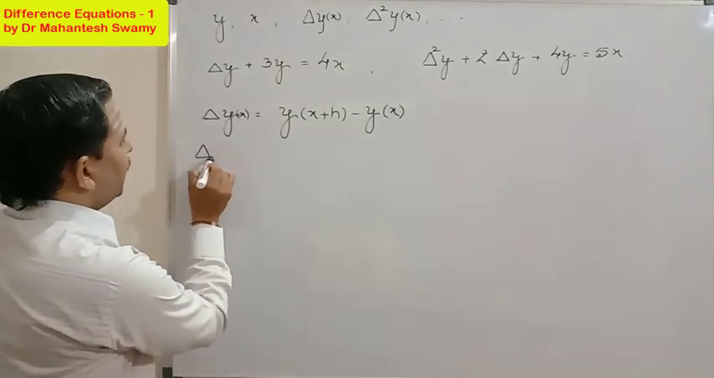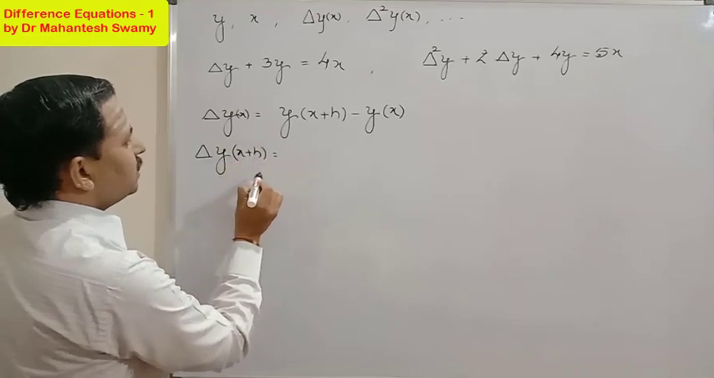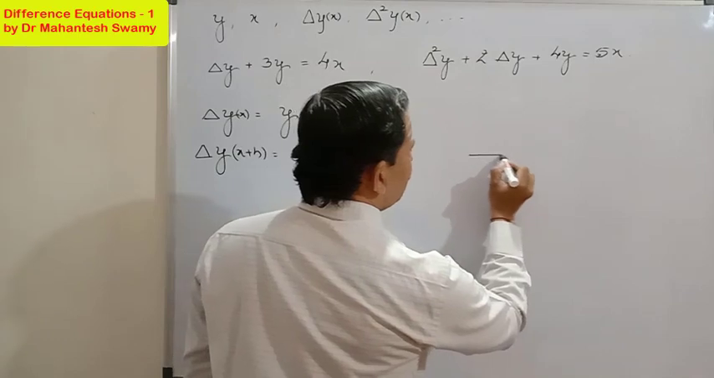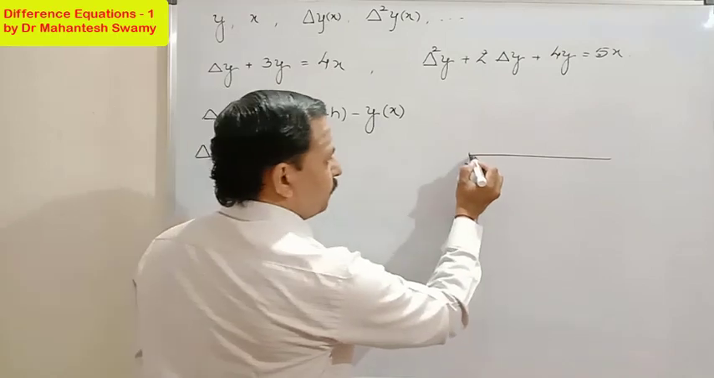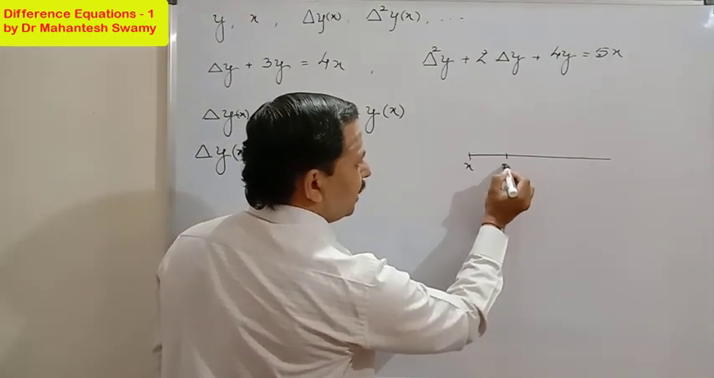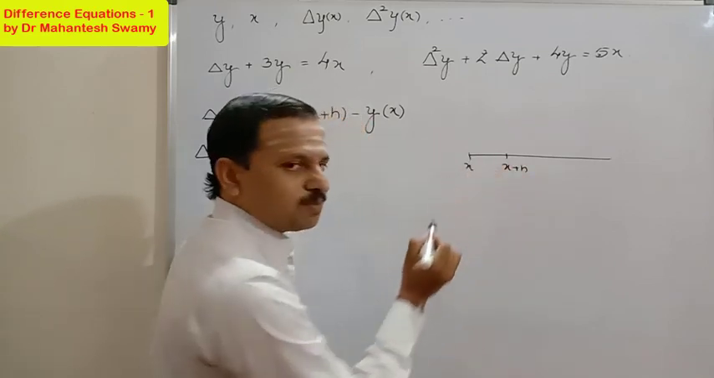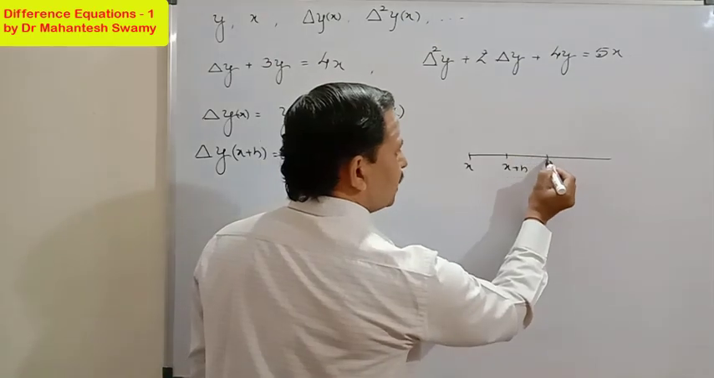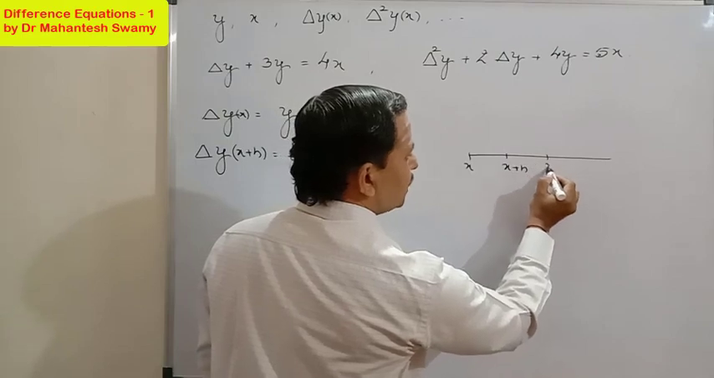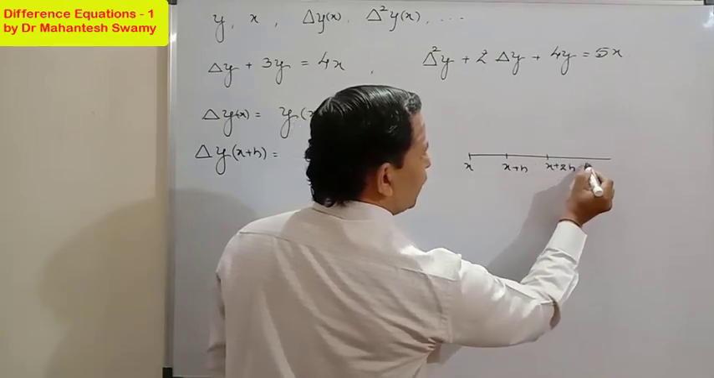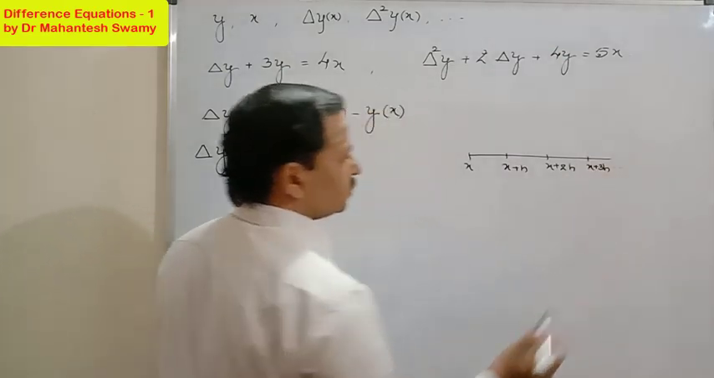Similarly, if we want to have delta of y of x plus h, first of all we should know that here the point x will be there. If we have a jump of h, we will be having the next point x plus h, that is the point which is next to x will be x plus h. Similarly, here it is another jump. From x plus h, it will be x plus 2h. Similarly, we can have x plus 3h here, and so on and so forth like that.